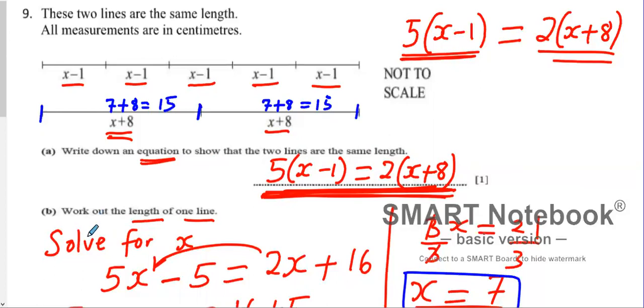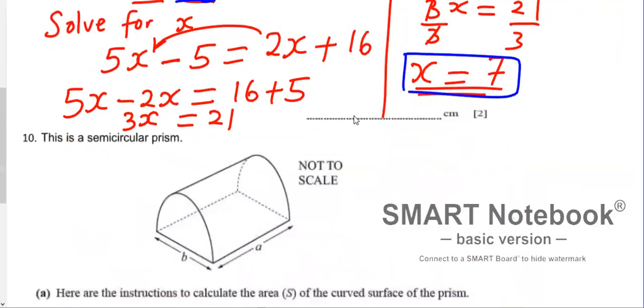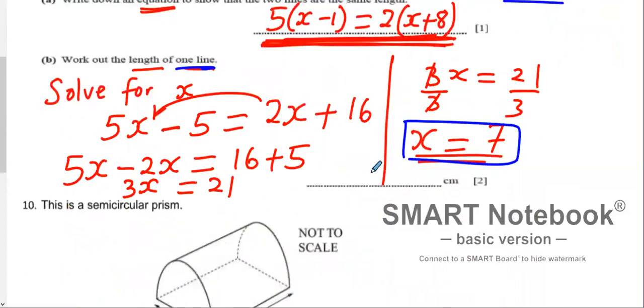Now, the question is work out the length of one line. So the length of one line will be from here all the way up to here. So the length will be equal to 15 plus 15. That gives you 30. So in other words, the length of the line I have picked will be equal to 30. So here you'll be writing 30 centimeters. I hope that helps and is clear.